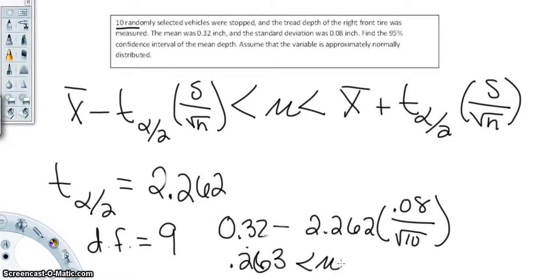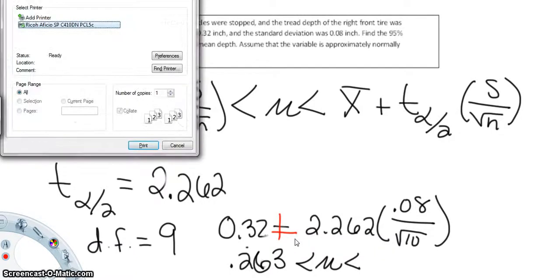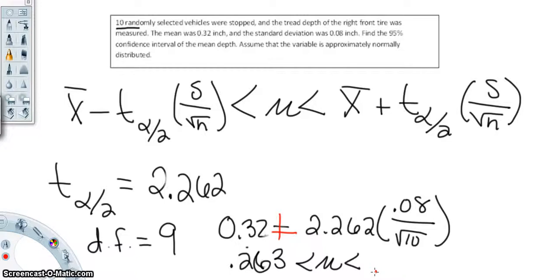That is less than mu. And I'm going to calculate it again, except this time with a plus sign between them. This becomes a plus on the second one. When we add those, we get 0.377. So we know that our mean is going to fall, 95% sure, between 0.263 of an inch and 0.377.